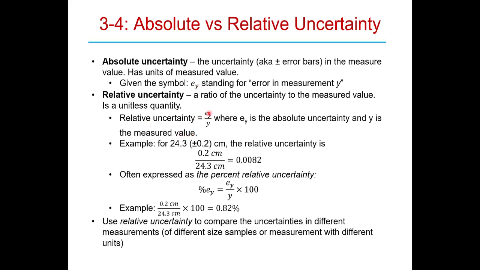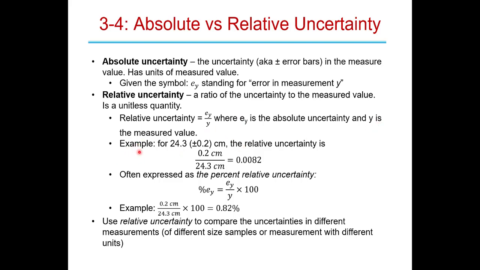So relative uncertainty is going to be the absolute uncertainty, E sub y, that we just talked about, divided by the measured value. So the units will cancel out, and you'll get just a fraction, a number. So E sub y is the absolute uncertainty, and y is the measured value.